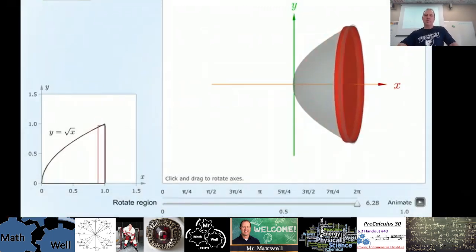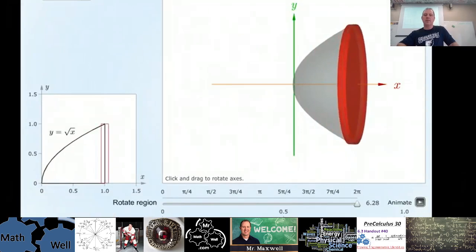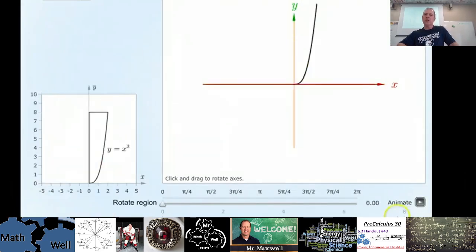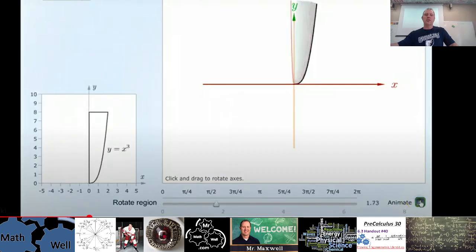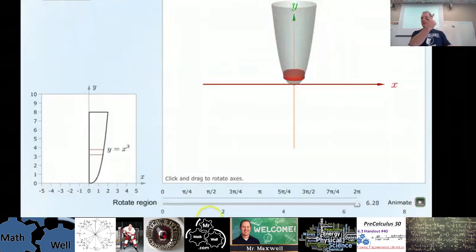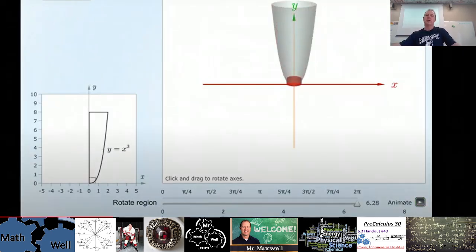Okay, so we're going to explore a different graph. What happens if we have this? The difference with this one is we're allowing this to be rotated around the y-axis. So this is rotated horizontally this way. You can see that we have another sort of bullet shape almost, or a cone shape. And those are the disks, moving up. That stack of disks makes up this volume.